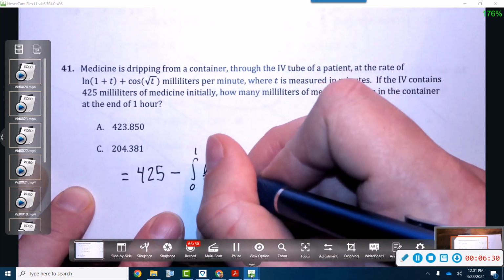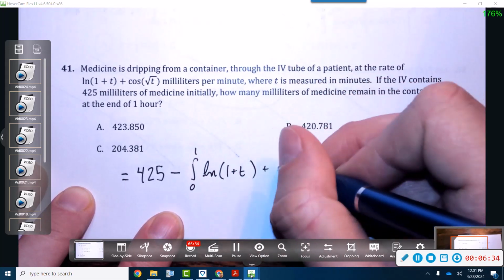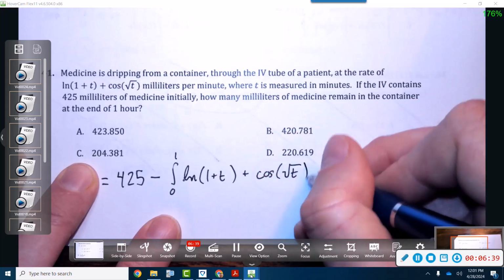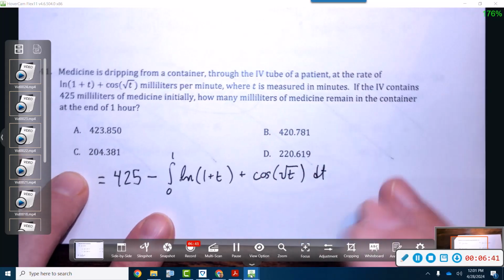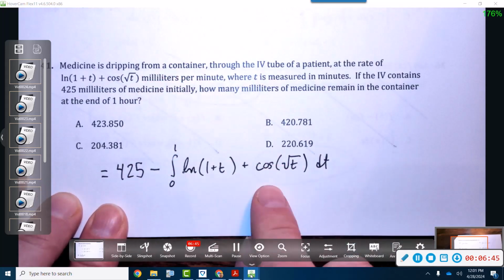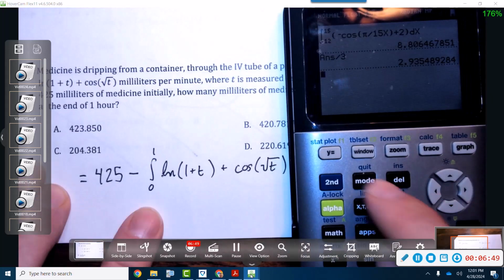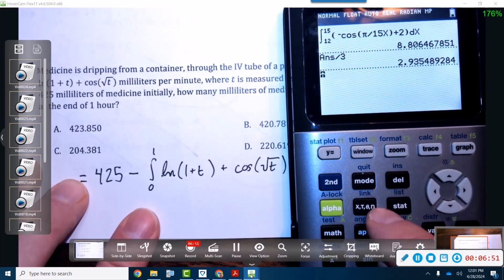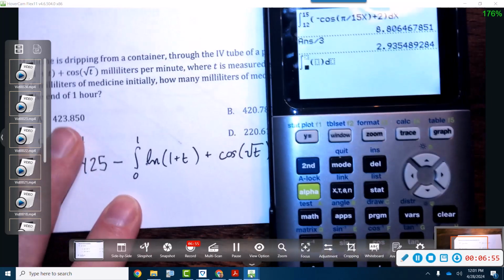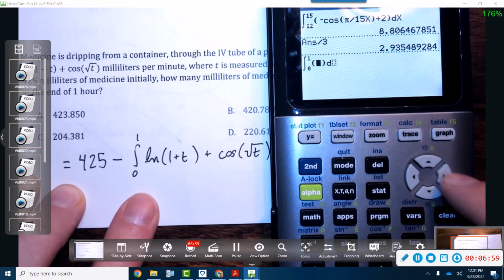Luckily we're using a calculator here. I think the antiderivative here would have been quite beastly. But because it's a rate function, we're going to get the actual amount of milliliters in that first hour. So let's do that. We're going to go ahead and go to math, of course, go to 9. We're going from 0 to 1. We're going to type all that in.